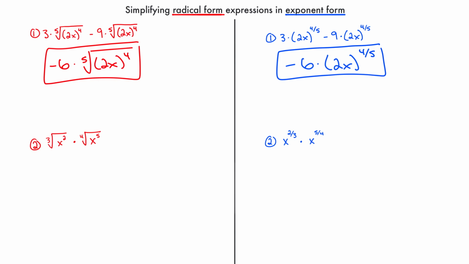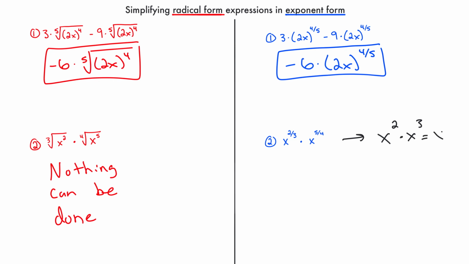So for problem number 2, nothing can be done. You can't do anything with that. But as soon as I switch that to fractional exponent form, there's plenty we can do. Because this is the same thing as something like x squared times x to the 3rd power. All of you recognize that that's just x to the 5th because we take the powers and add them. As long as the bases are the same, if you are multiplying, we simply add the exponents.